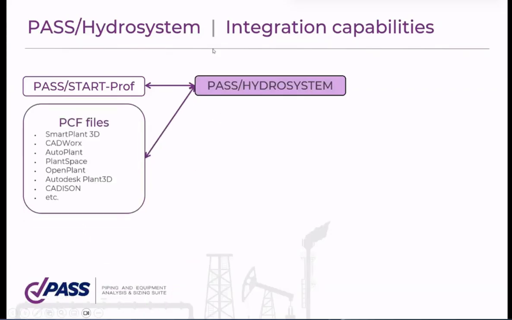In HYDROSYSTEM, we have the same interface with PCF files. So if you work in any software that supports PCF files, for instance, SmartPlan 3D, Autodesk AutoCAD Plant 3D, or other software, you can export your piping system, which is built in this software, to special PCF files, which can then be loaded to HYDROSYSTEM, to StartProf, and to different similar software. And vice versa. If you have a piping system in HYDROSYSTEM, you can export it to PCF files to then import it to your own software where you wanted to perform some analysis or something like this.